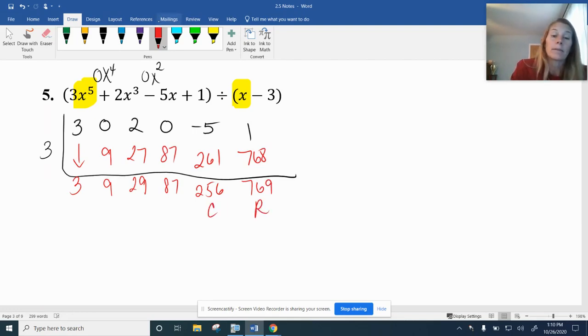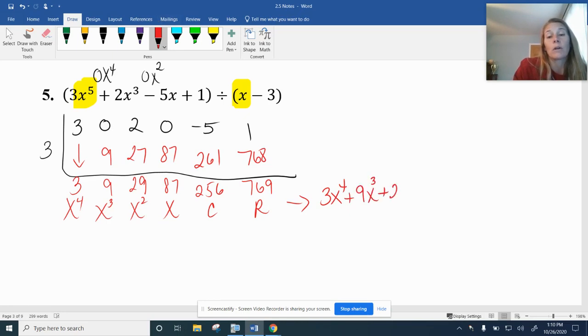This 256 is my constant, the 87 is my x coefficient, the 29 my x squared, the 9 my x cubed, and the 3 my x to the 4th. So this answer would be 3x to the 4th plus 9x cubed plus 29x squared plus 87x plus 256 plus my remainder, 769, written as a fraction over the x minus 3.